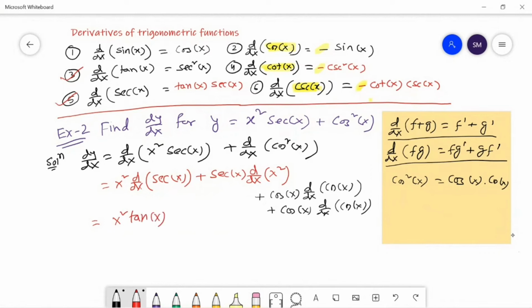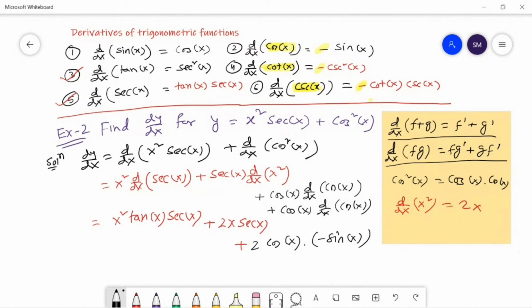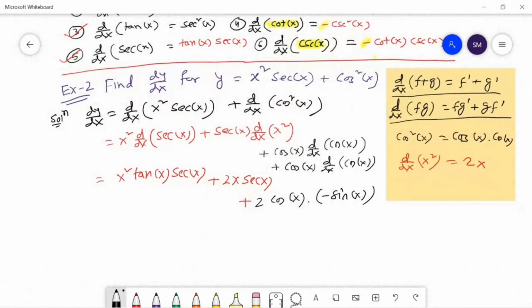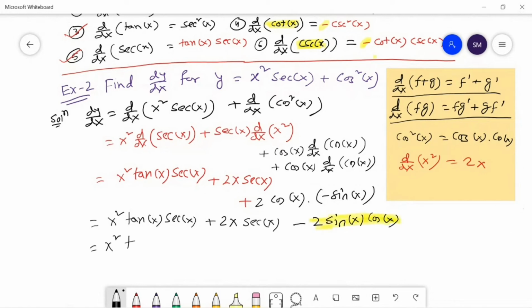From the table we have the derivative of secant x is tan x secant x, the derivative of x square is 2x, and the derivative of cosine x is minus sin x, which gives me the derivative as x square tan x secant x plus 2x secant x plus 2 cosine x minus sin x. Then after the simplification, we have the final answer as follows. Now 2 sin x cosine x is sin 2x. Using this, we can write our final answer as x square tan x secant x plus 2x secant x minus sin 2x.